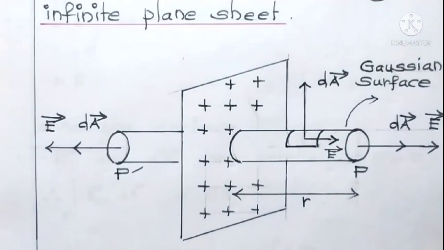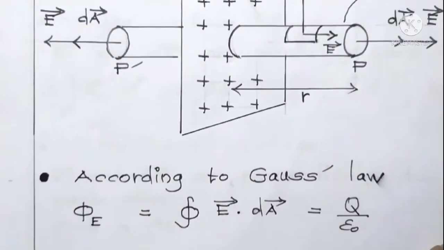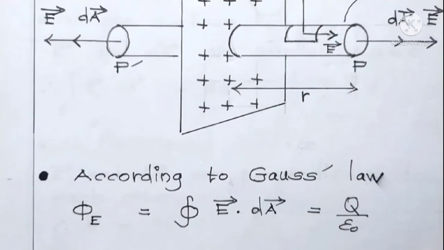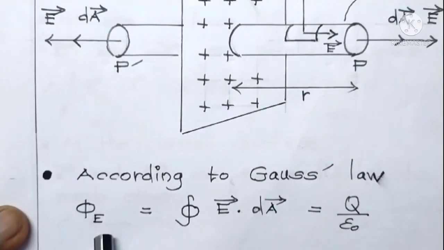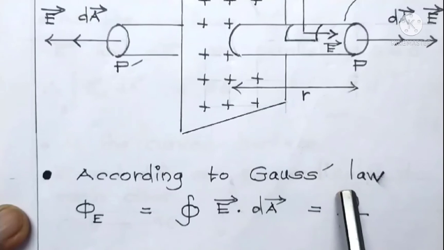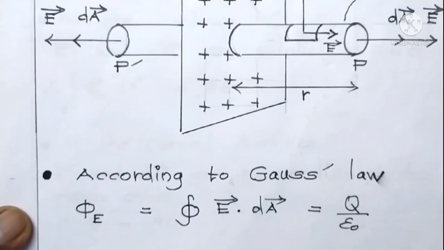So by keeping all these things in mind, let us derive the derivation. Now, according to Gauss law, phi E is equal to the surface integral of E vector dot dA vector, which is equal to Q by epsilon naught. Either we can write Q enclosed or just Q by epsilon naught. It doesn't matter.